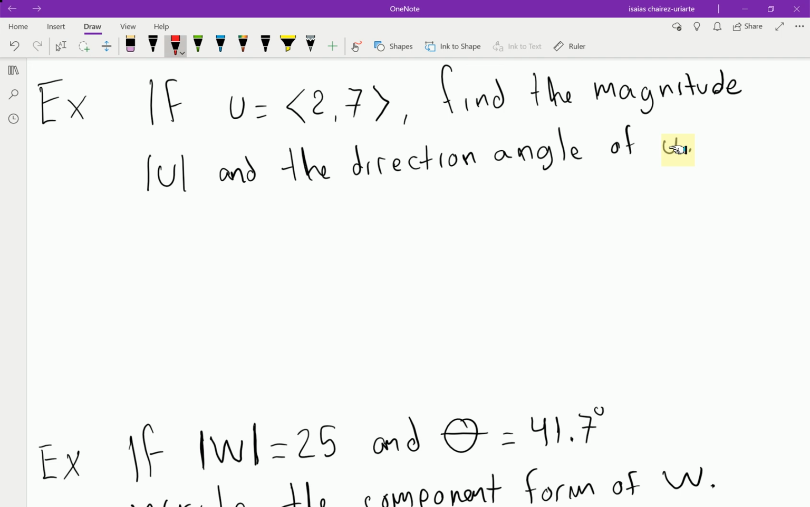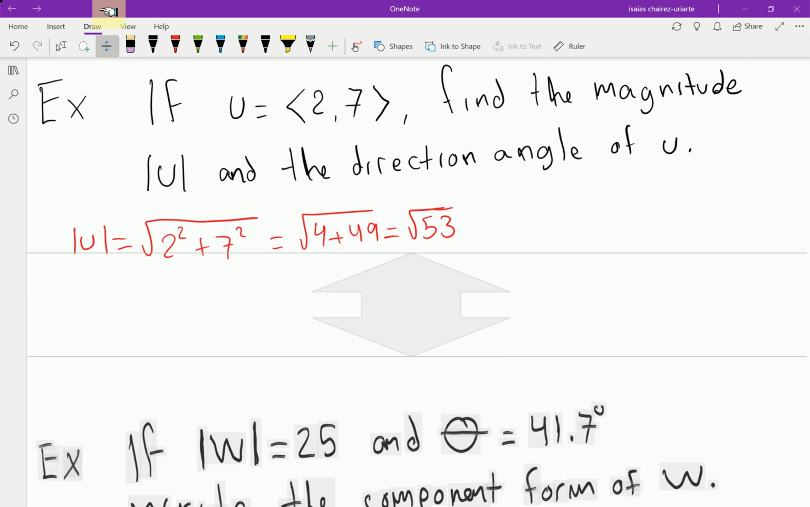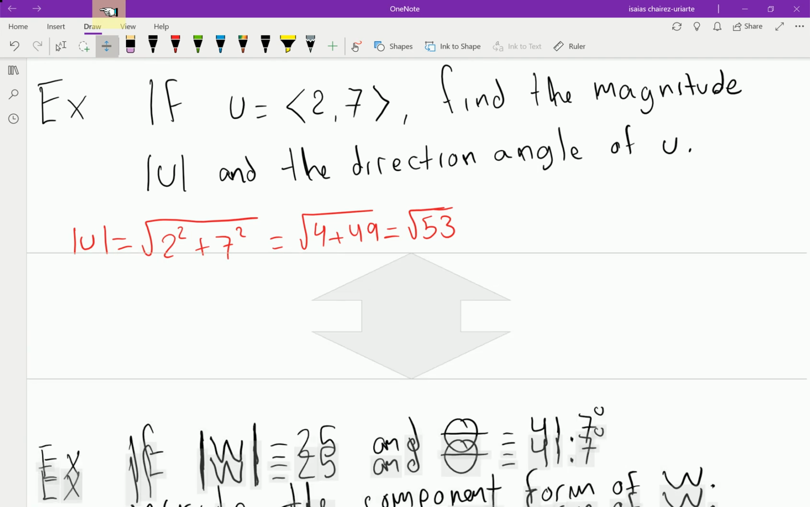Okay, so let's try to solve this. Let's first find the magnitude. So the magnitude of u is going to be the square root of the horizontal component squared plus the vertical component squared. That gives me 4 plus 49, so the square root of 53. I don't think we can simplify that any further because I think 53 is a prime number. So that is what we get.